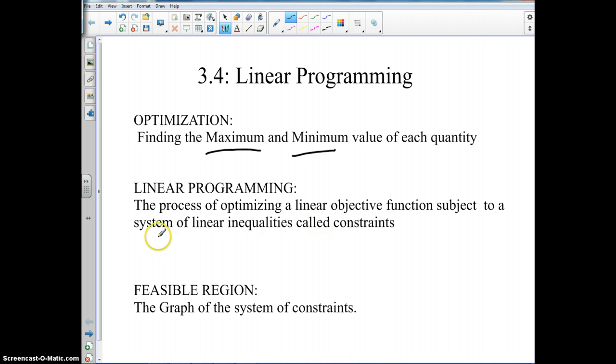constraints. So we're going to graph a system of linear inequalities, which we talked about today, and try to find the minimum and maximum values of this thing called a linear objective function. When I look at the graph of this system of linear inequalities, I get something called a feasible region, which is the graph of the system of constraints.